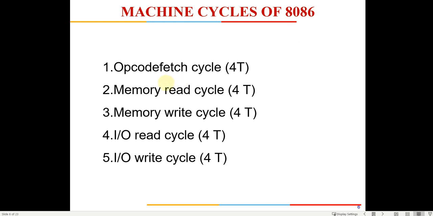So machine cycles can again be classified into opcode fetch, memory read, memory write, input output read cycle, and input output write cycle, and all of them take 4 clock cycles.